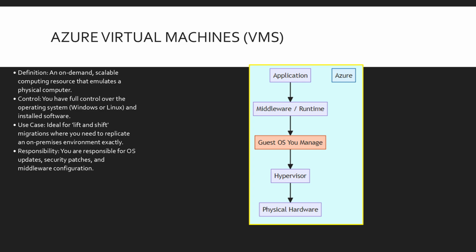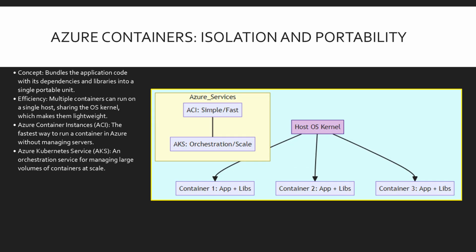This block diagram shows the stack of a virtual machine. The top block represents what you manage: the application, middleware, and crucially, the guest OS. This is highlighted in orange to show your responsibility. The bottom block, highlighted in blue, shows what Azure manages: the hypervisor and physical hardware, abstracting the physical data center away from you.